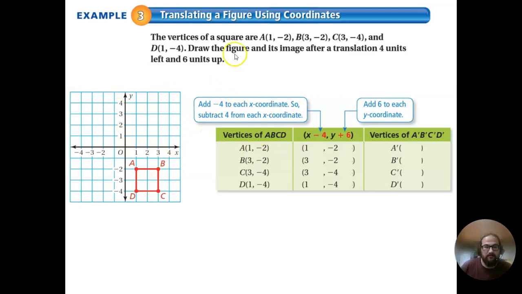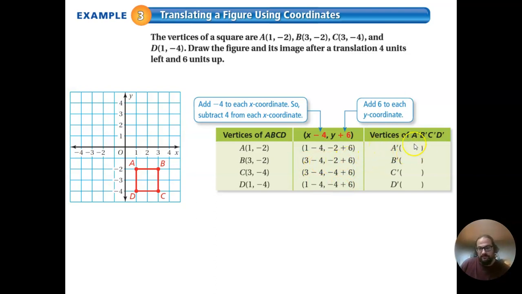So if we are translating 4 units to the left, that means we would subtract 4 from the X value. So -4 would be going left from X. +6 to the Y value would move up 6 units. So subtracting 4 from the X takes you 4 units left. Adding 6 to the Y moves you 6 units up. So then we can just do that to each one of the coordinates. For each X value, we're going to subtract 4. And to each Y value, we'll add 6.